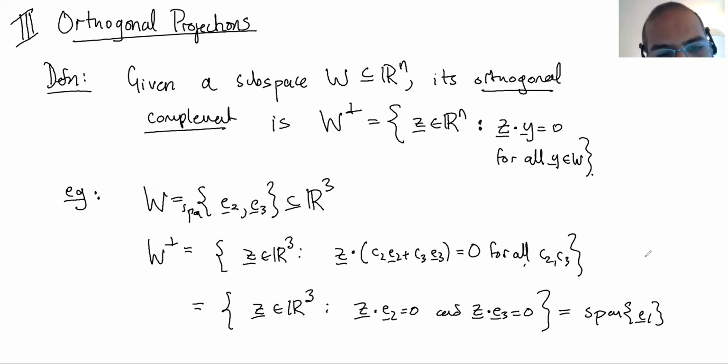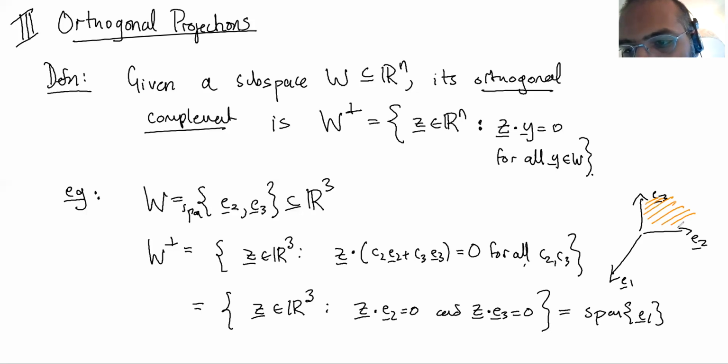So the picture here is that in R3, if I draw R3 this way, and this is the E1 axis, this is the E2 axis, this is the E3 axis, the subspace W is this plane. So that's W, and W perp is just the one-dimensional subspace in the direction of E1. Okay, that's a very straightforward example.